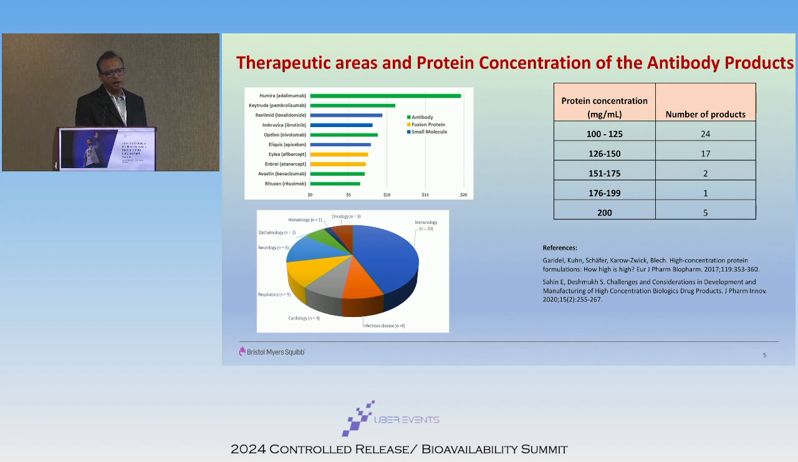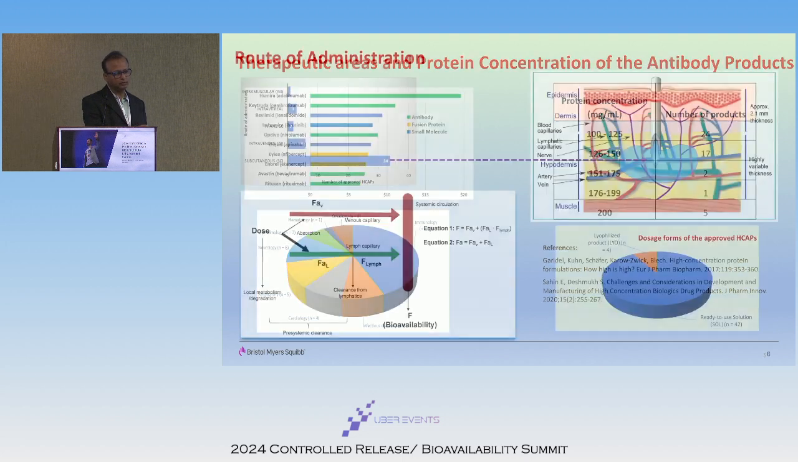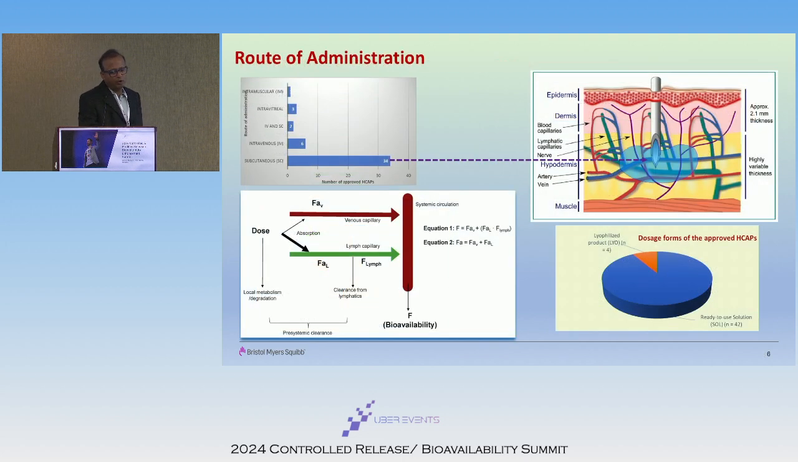On the right-hand side, I have shown the different concentrations of the antibodies. In our research, we have taken 100 milligram per ml or more. As you see from the statistics, from 100 to 150 milligram there are more antibodies, but it's still growing. From 150 to 200, there are also a few more. From the route of administration, there are a few IV in the high concentration, but most of them are subcutaneous.